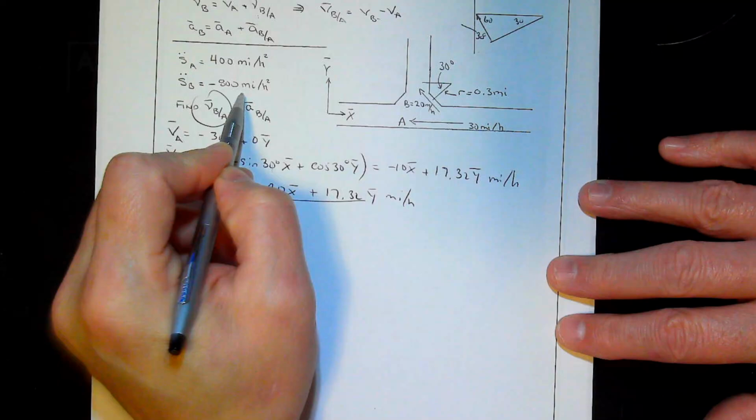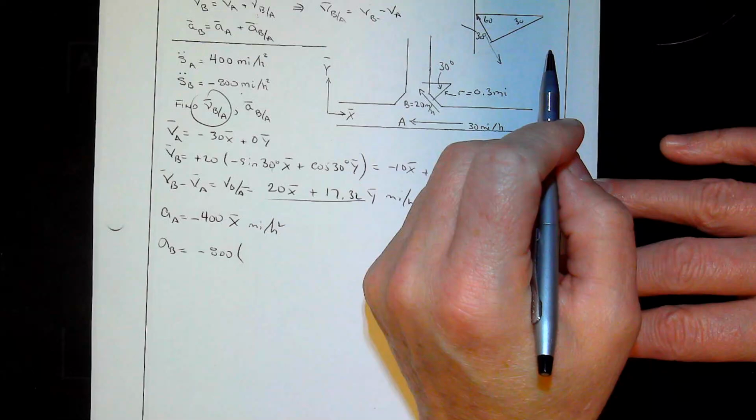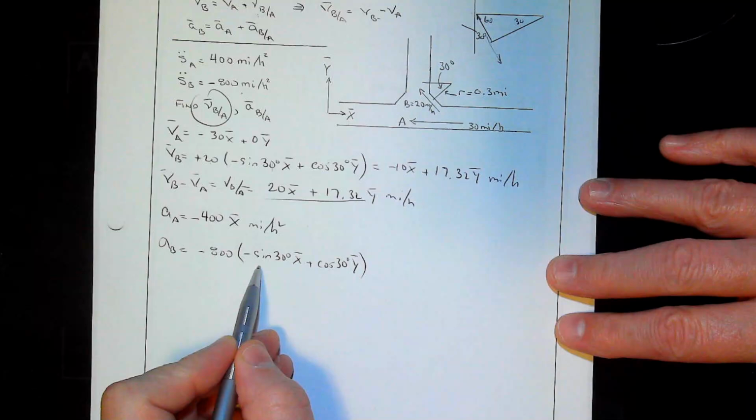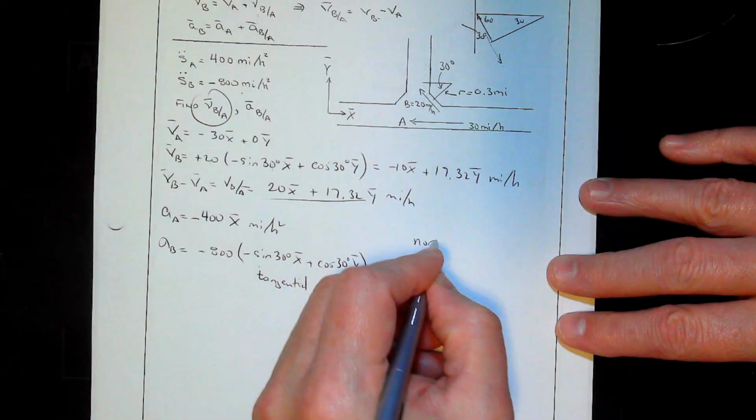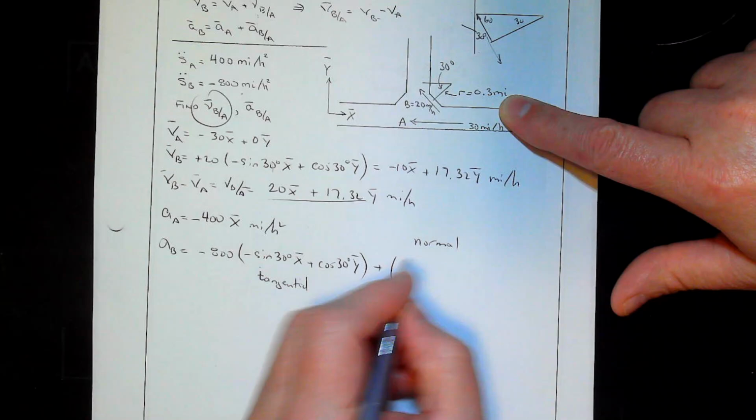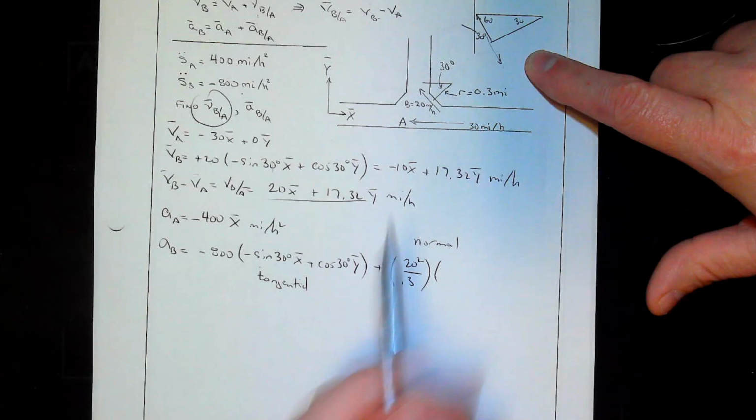Well, the first thing we need to do is get expressions for the vectors. So let us go. VA vector is minus 30x plus 0y miles per hour. VB is what we see right here.